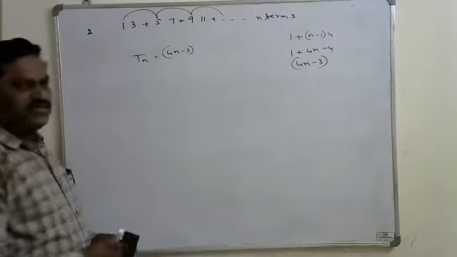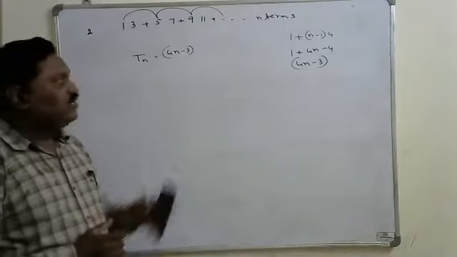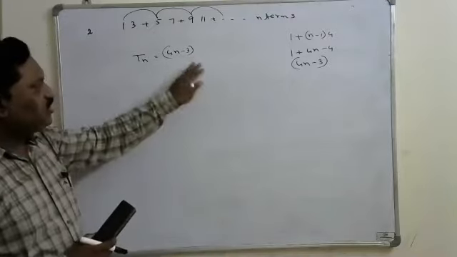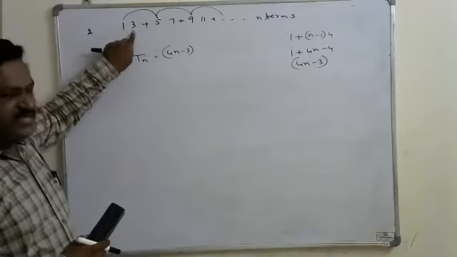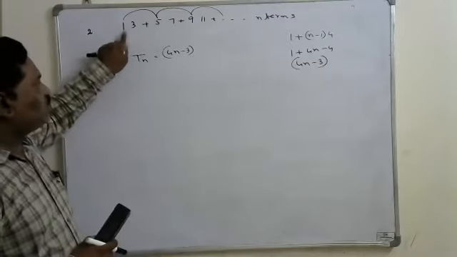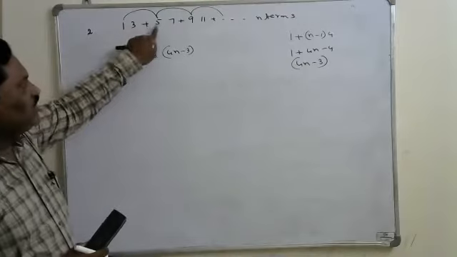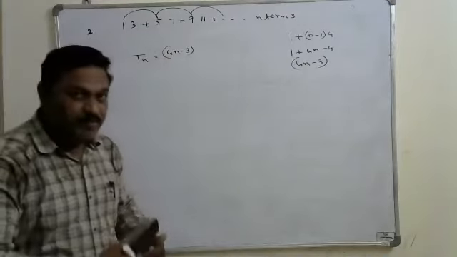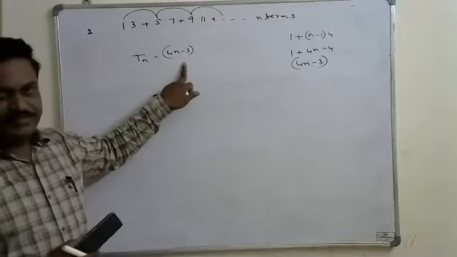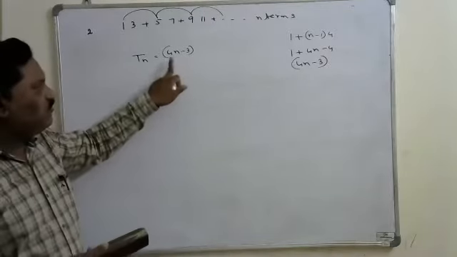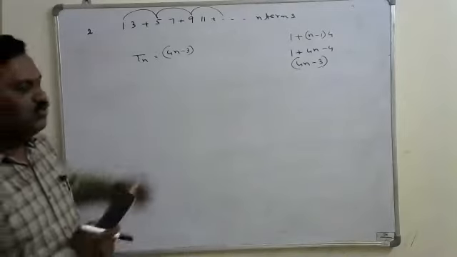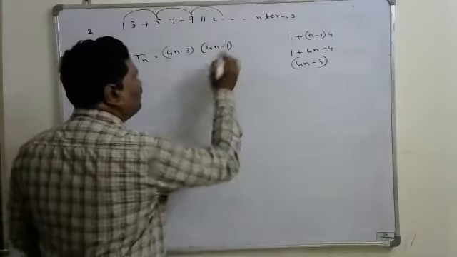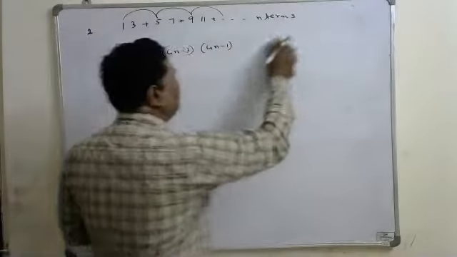4n minus 3, that will be the first term in the nth term of the series. Then what will be the next term? It is 1 and 3 is there. Means if I add the 2 to this, 1 plus 2 is 3. 5 plus 2 is 7. 9 plus 2 is 11. That's why to get the next number, I have to add the 2 to this. If I add the 2 to this, 4n minus 3 plus 2, that is 4n minus 1. So that is the nth term of the given series.